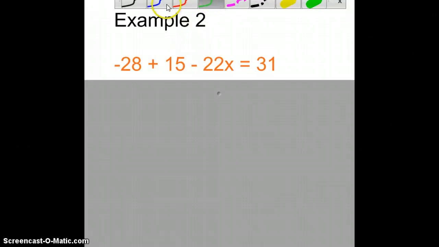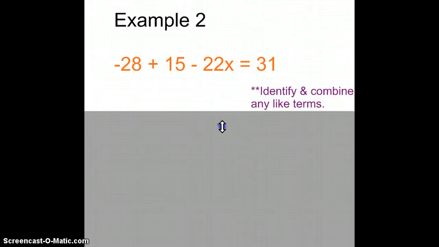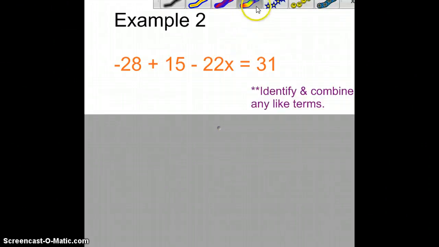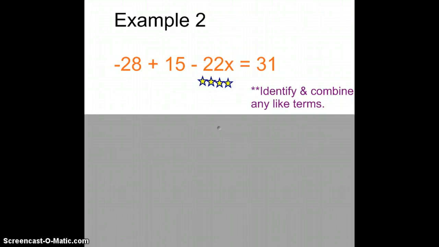Example 2, negative 28 plus 15 minus 22x equals 31. So let's look for identifying and combining like terms. Over here, we have our x term. Neither of these terms here have an x. Both of these terms, the negative 28 and the positive 15, are on the same side of the variable, that's the key.